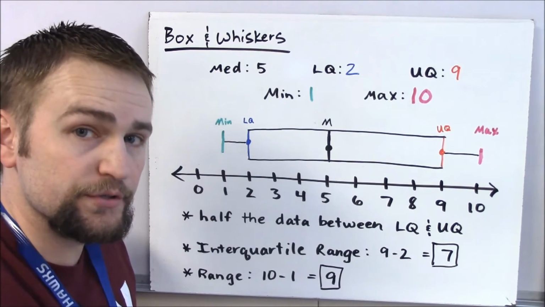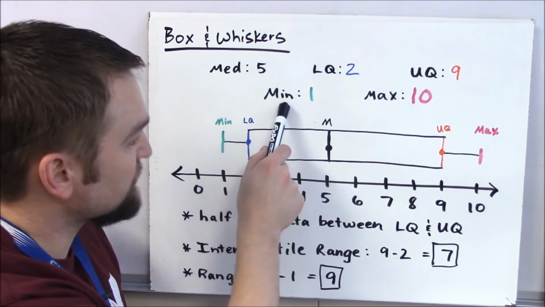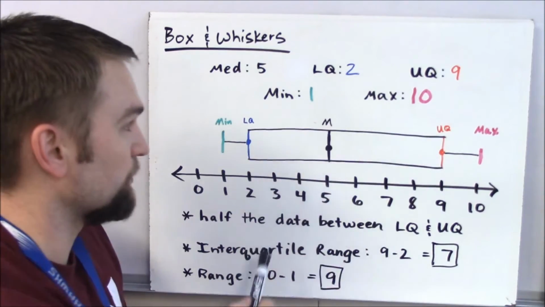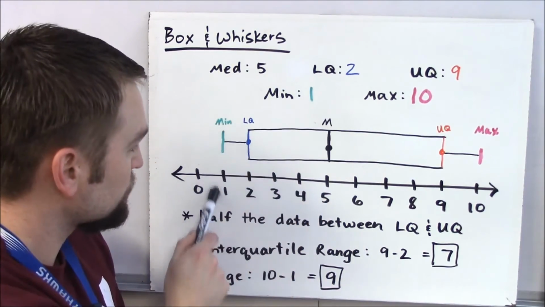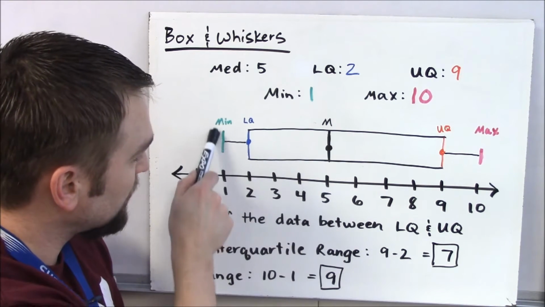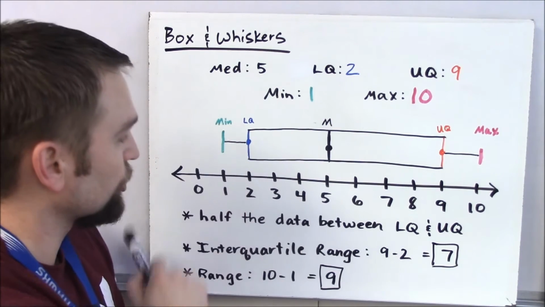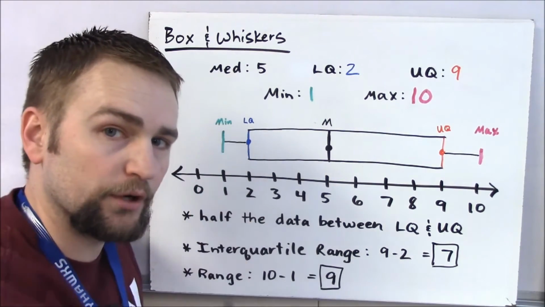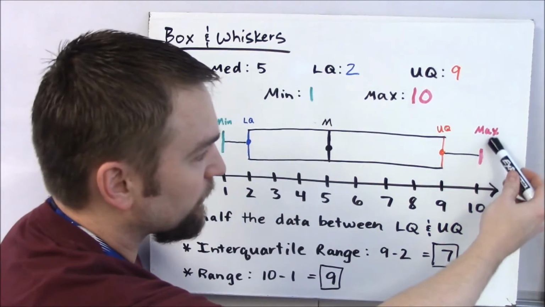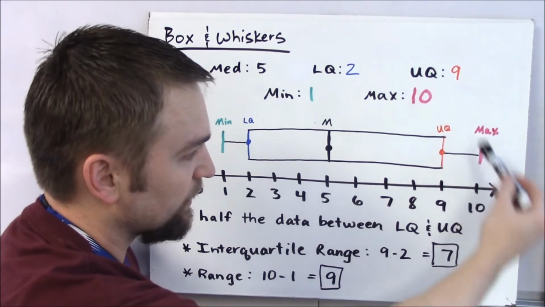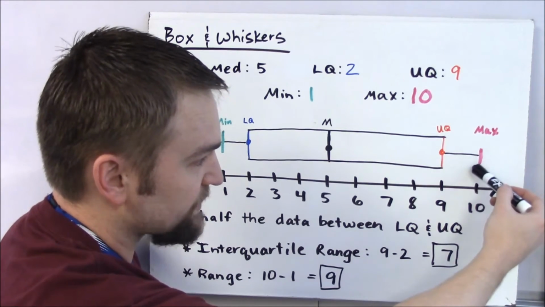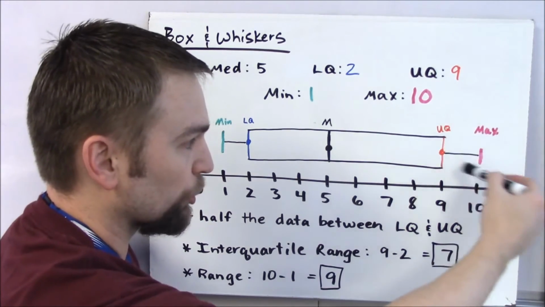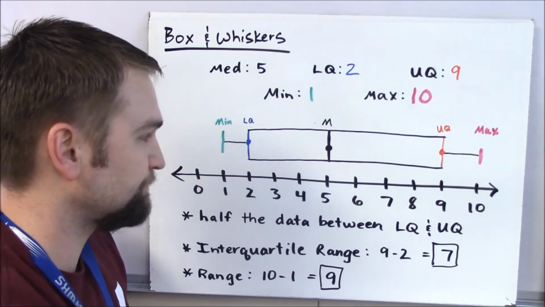Our whiskers have to do with the minimum and the maximum. Our minimum was 1, so I can put a little dot, and there's a little line, and this is a whisker. That's the bottom quarter of our information. And then we have our maximum, which was 10. That's the whisker on this side, the top quarter of information.